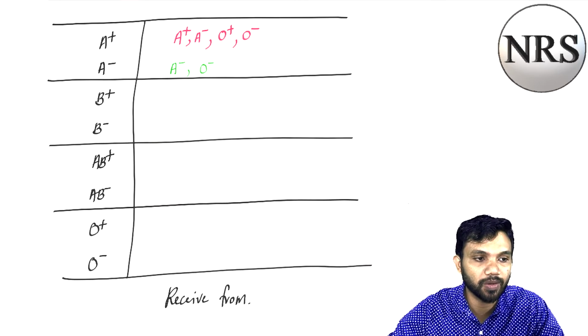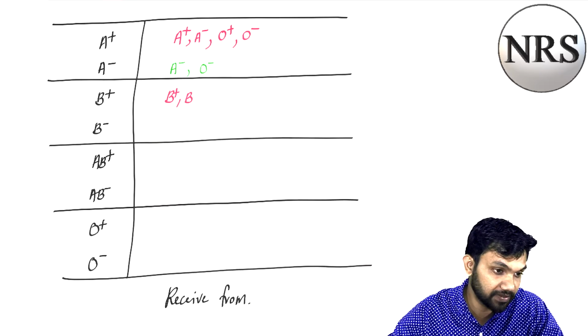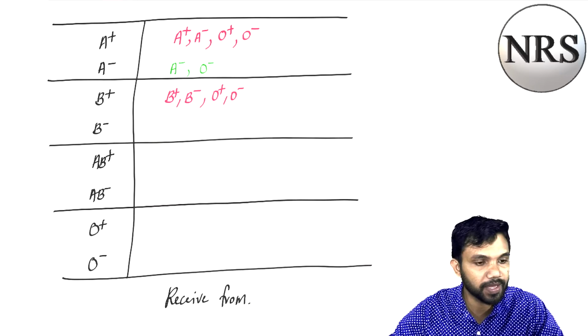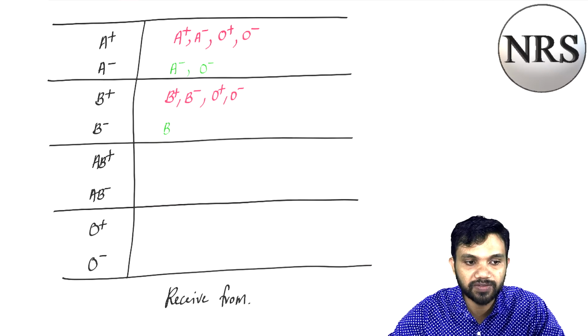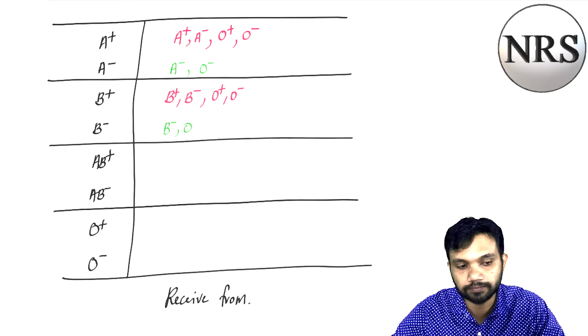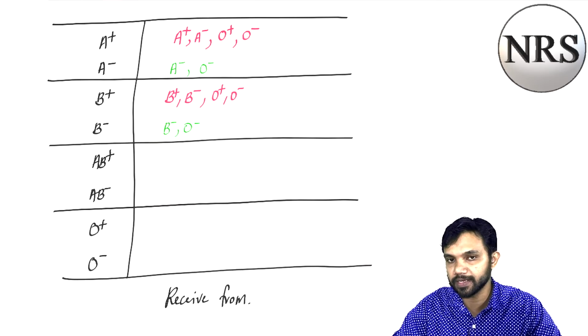So let's fill out all the remaining ones like this. B positive can receive from B positive, B negative. They can receive from O positive and O negative. B negative can receive from B negative, they cannot receive from positive, and also they can receive from O, but they cannot receive from O positive.